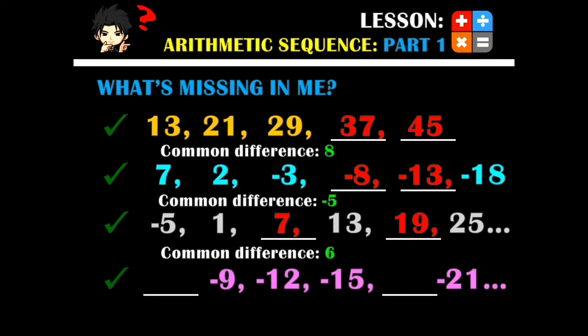And for the last example, what is the common difference? Excellent! The common difference is negative 3. So therefore, the first term should be negative 6. And after negative 15, the missing term is negative 18. Also, in this part, we can say that the first two examples are finite sequences and the last two examples are infinite sequences. And you know why.